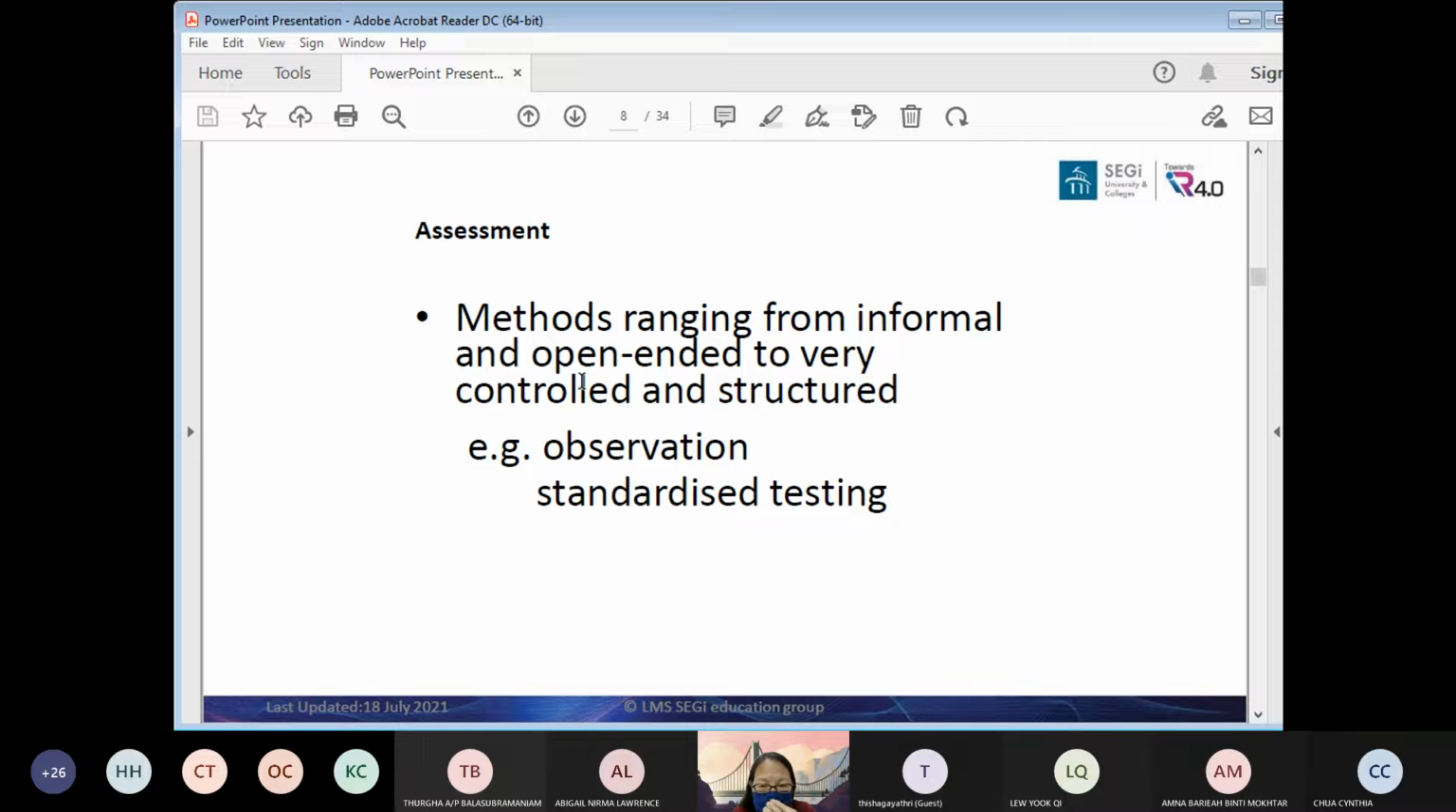Methods ranging from informal and open-ended to very controlled, structured assessment, yeah? So now, observation is one of the open, informal assessments, yeah? Because when you do observation, is it very formal? No, right? It's very informal. You can sit down there, you can watch, you can move around, you can talk. It's informal. So what will be the standardized test? Standardized test is very formal. It's just like your year-end test or your semester-end test. That is formal, all right?